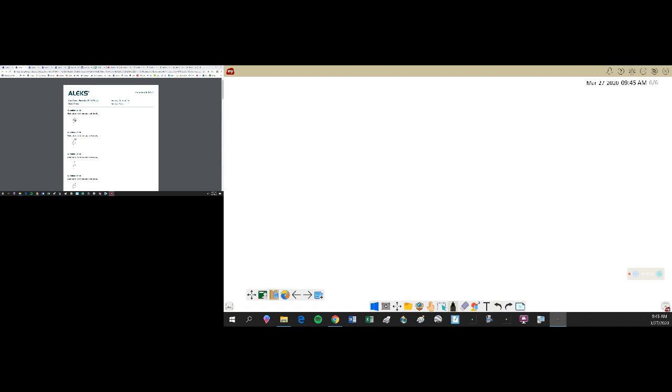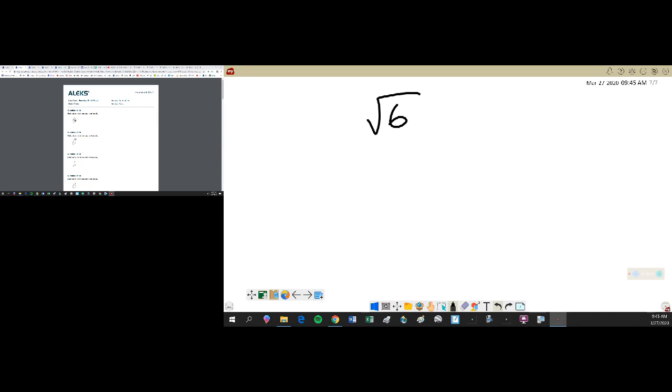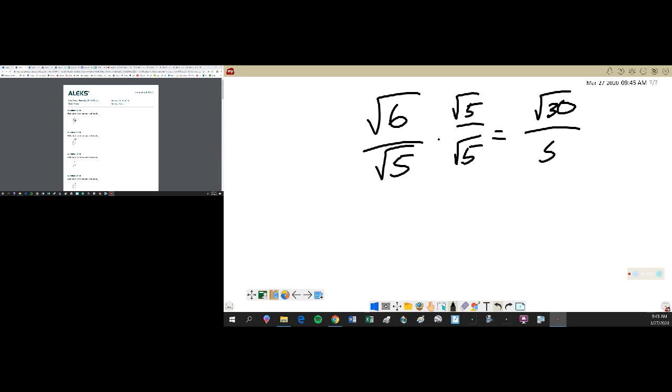So if I had the square root of 7 over the square root of 3, I would multiply this by root 3 over root 3. The top becomes root 21, and the bottom becomes 3, because root 3 times root 3 just basically cancels the square root. Okay, one more. If I had the square root of 6 over the square root of 5, I would multiply by root 5 over root 5, and I get the square root of 30 over 5.